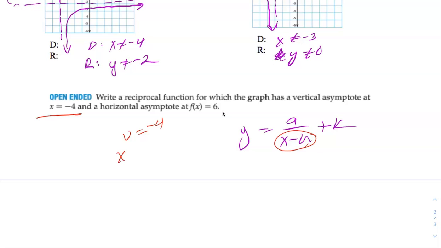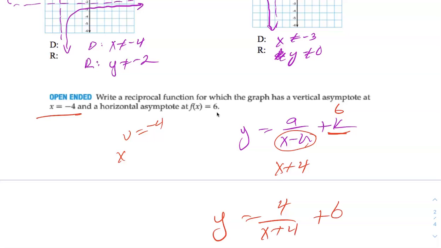So what makes a vertical asymptote of -4? If this was x plus 4, right? Then the bottom equal to 0, you get -4. Inside opposite type of thing. How do you get a horizontal asymptote of 6? Well, that's just a vertical shift, so make that 6. And the a could be anything you want. I'll put 4. So I have 4 over x plus 4, plus 6.